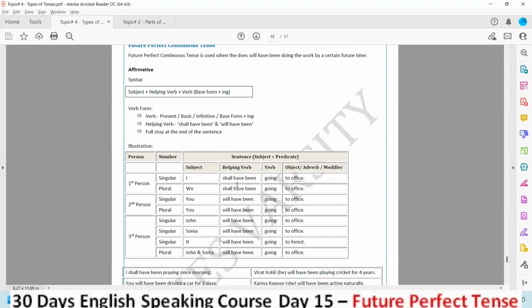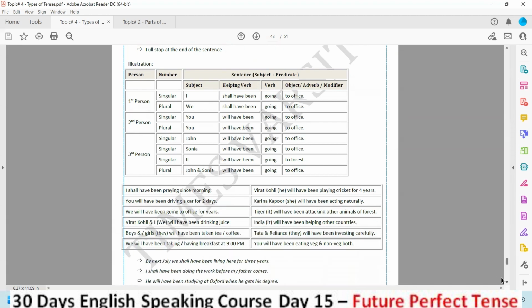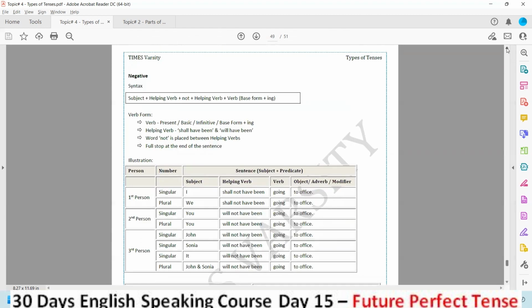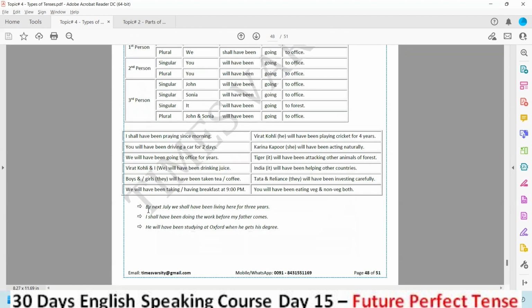So here three helping verbs are used. Shall have and then B-E-E-N is used. So we shall have been going to office. You shall have been going to office. John will have been going to office, like this. Okay. And when it comes to negative, yeah, now we will make some sentences like, by next July, we shall have been living here for 3 years. Now, anyone would like to read this sentence and then translate? First sentence.